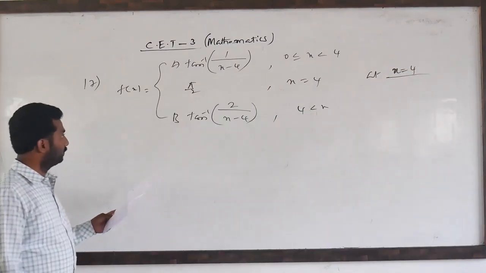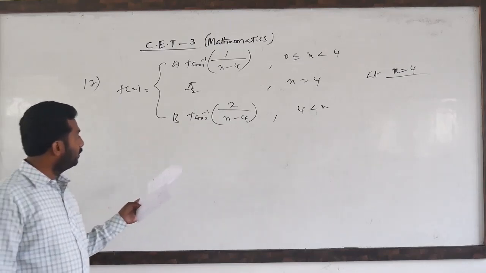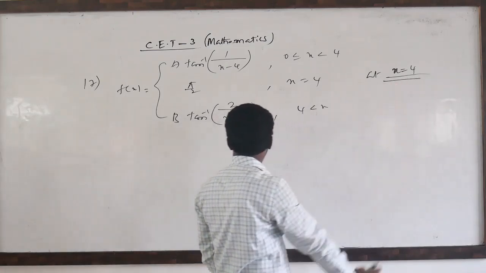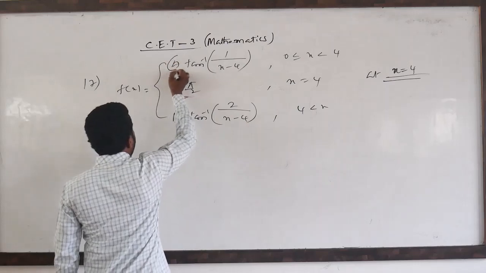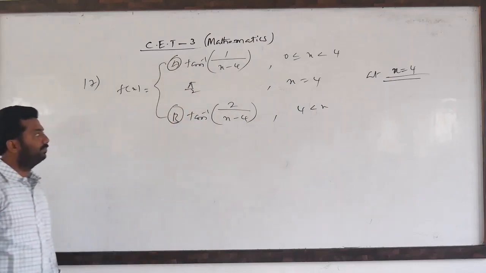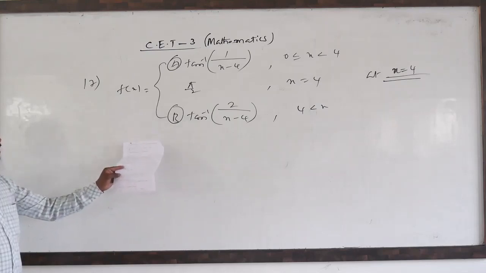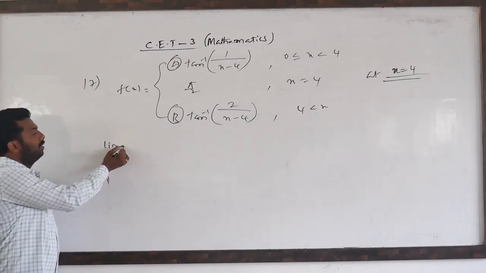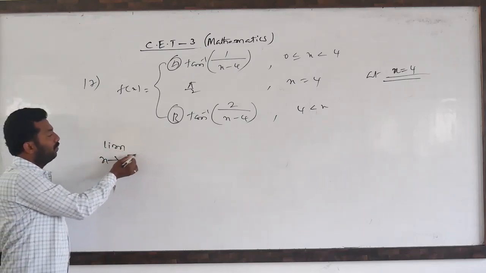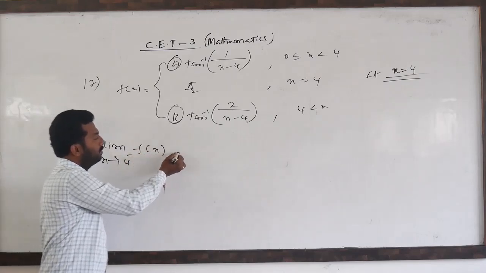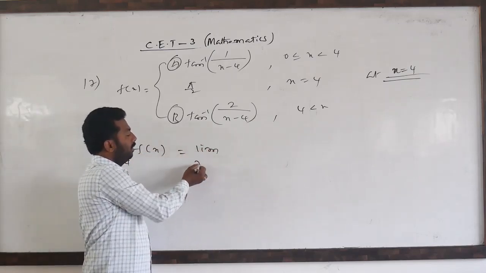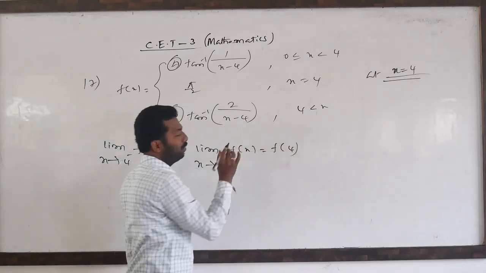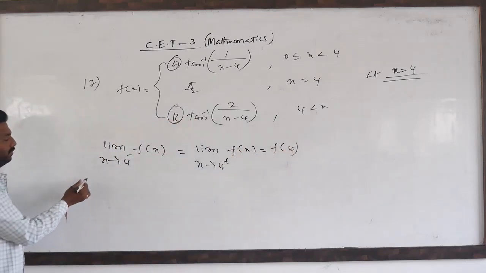In this 17th question, at x equal to 4, this function is continuous. Then what we have to calculate? The a value and b value. So the left hand limit, the right hand limit, and the value of the function, all these three values are equal. You observe, limit x tends to 4 minus f of x is equal to limit x tends to 4 plus f of x equal to f of 4 according to the definition.